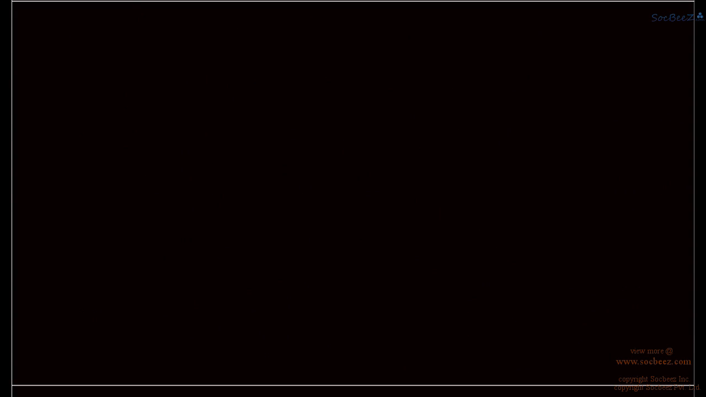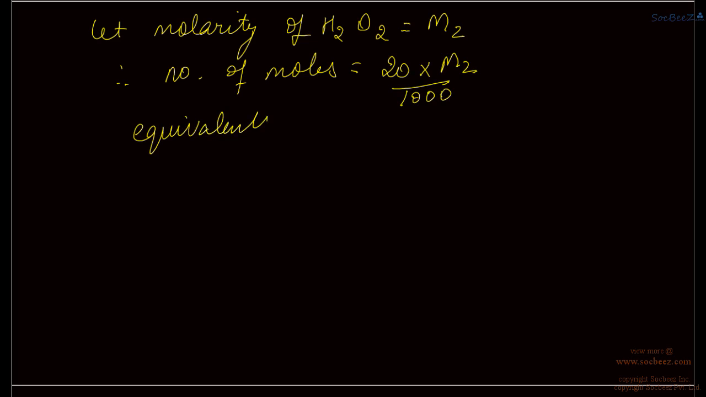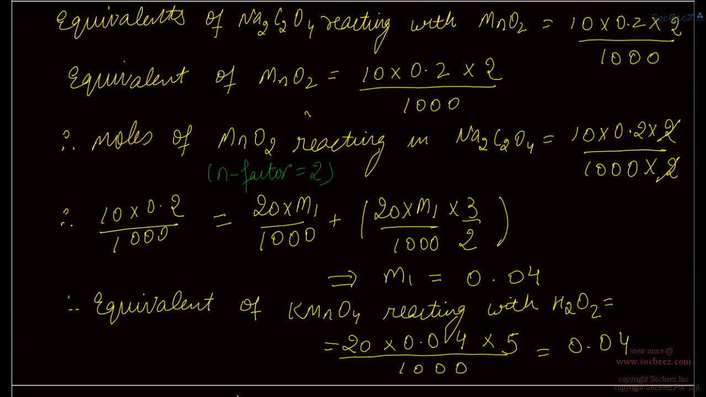Since we have got the equivalents of KMnO4, therefore we can say that the molarity of H2O2 equals M2. Therefore, number of moles equals 20, since 20 ml of H2O2 is taken, into M2 upon 1000. Now if we multiply it with n factor, we will get the number of equivalents. Hence we can say that the equivalents of H2O2 used is 20 into M2 upon 1000 into 2.